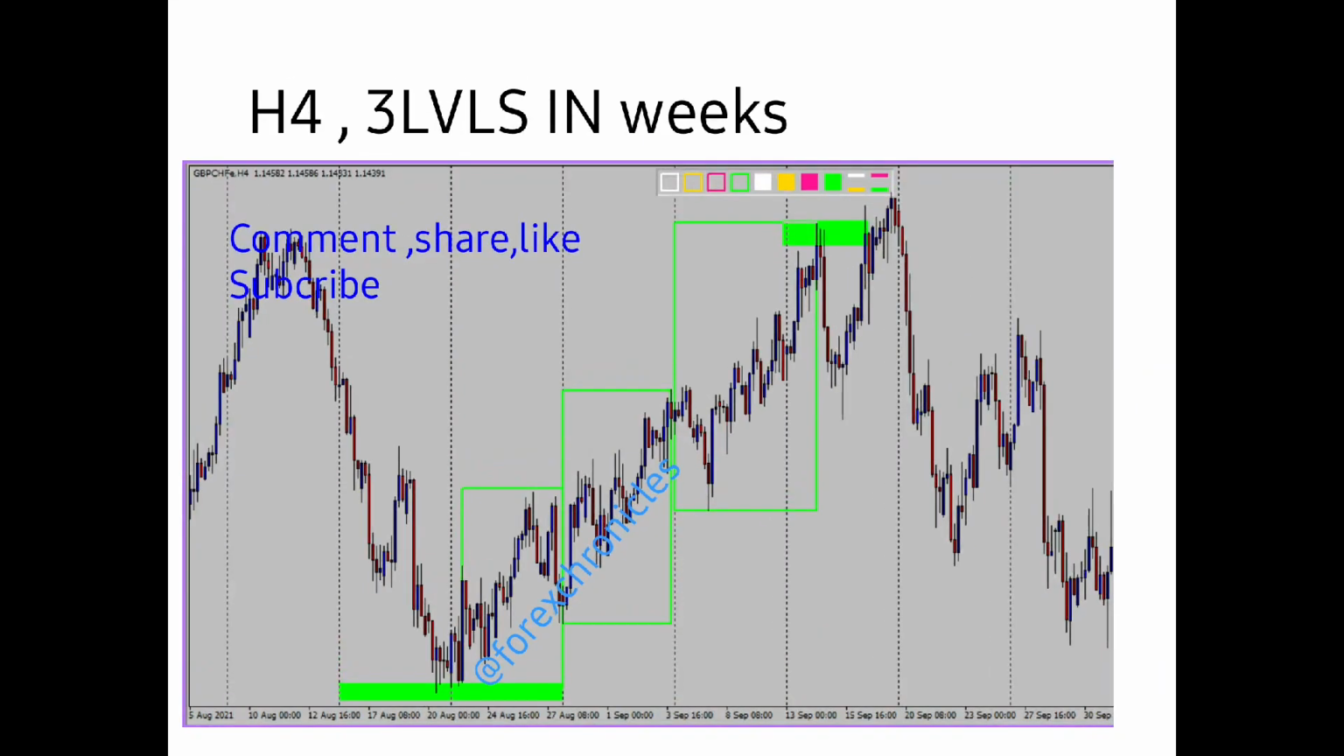Another level is here, the H4 level. This is Pound Swiss. There it is. There are 3 levels, but the 3 levels are being completed in 5 days.